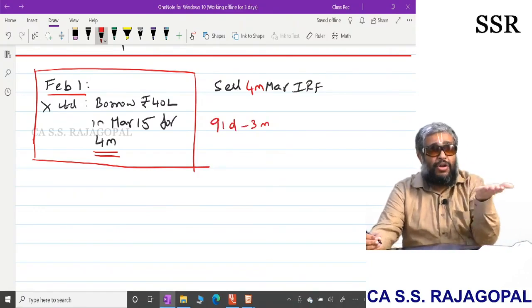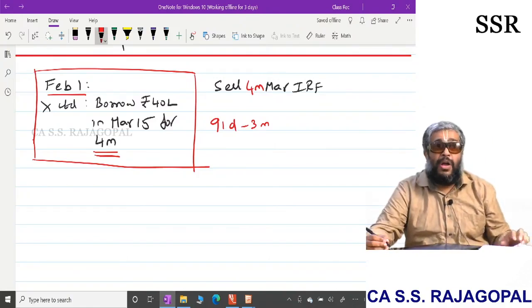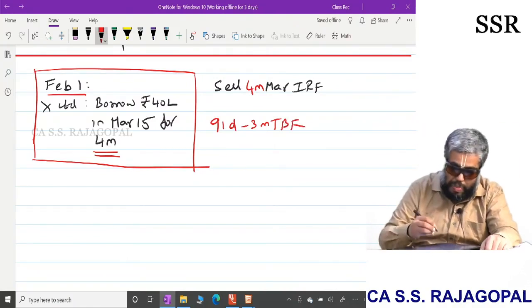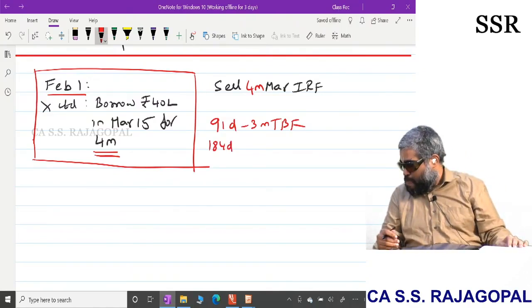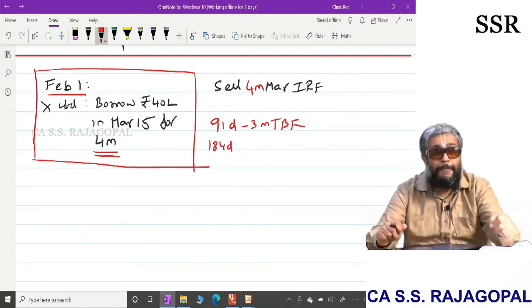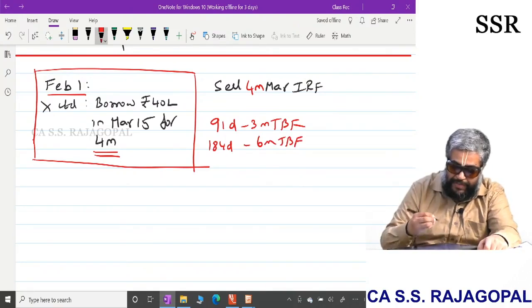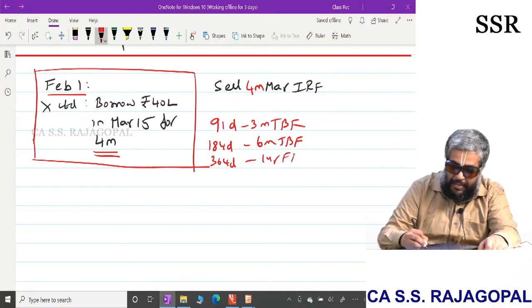Now, the problem is, say in India itself, you have a 91 days T-bill. On the basis of the T-bill as an underlying asset, if you construct the interest rate futures, or go for a T-bill futures, it is a 3 months T-bill futures. Next, I have a 184 days T-bill. On that basis, if I go for a T-bill future, it is a 6 months T-bill futures. We have a 364 days T-bill or 365 days T-bill. It will be a 1 year T-bill future.